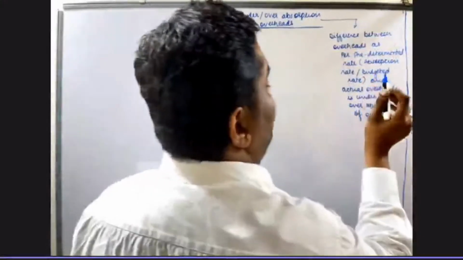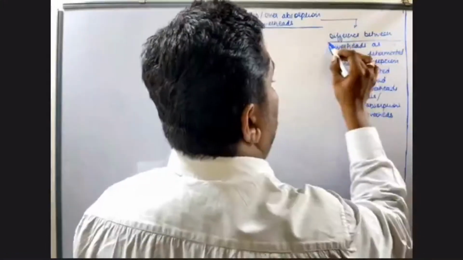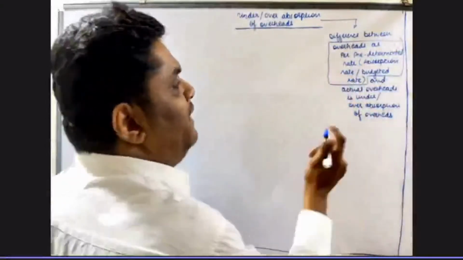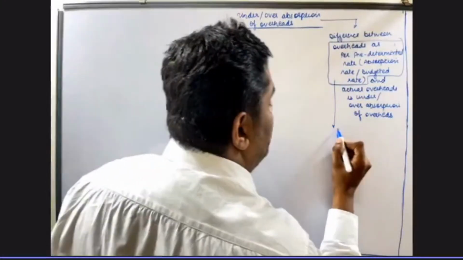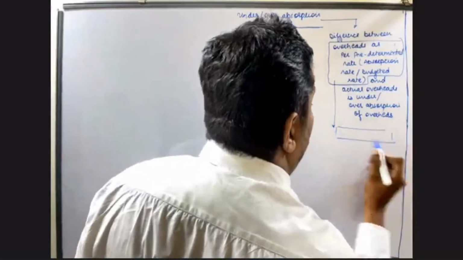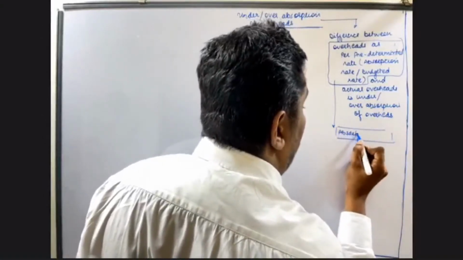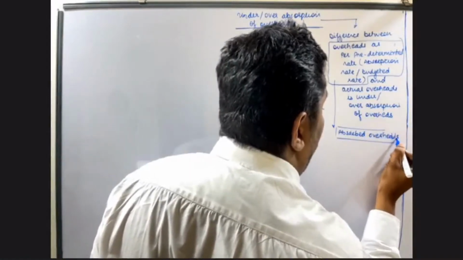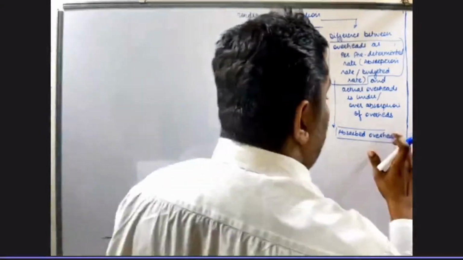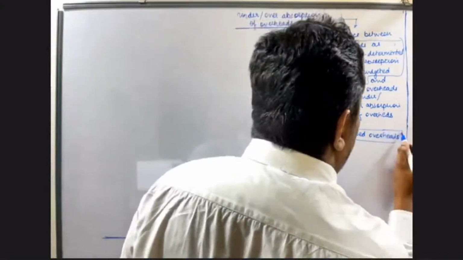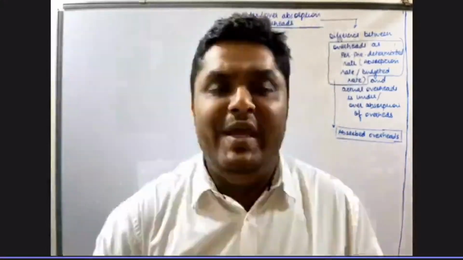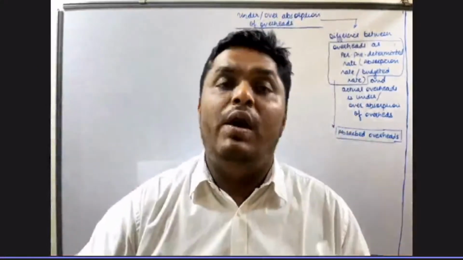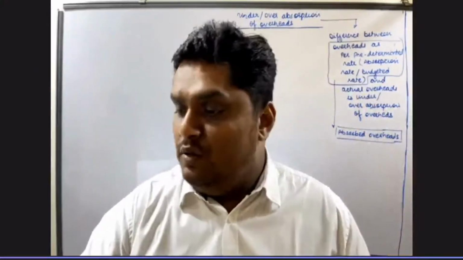When talking about the overheads as per predetermined rate, we can call it as absorbed overheads. So in simple terms, we can say the difference between the absorbed overheads and actual overhead is what we call as the under or over absorption of overhead.